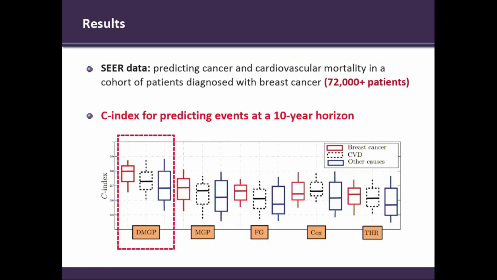So in the cases in which there are nonlinear interactions between the patient covariates and the relationships to the survival times, we can show that in terms of concordance metrics, our model can outperform the conventionally used linear models like Cox models or Fine-Gray models.